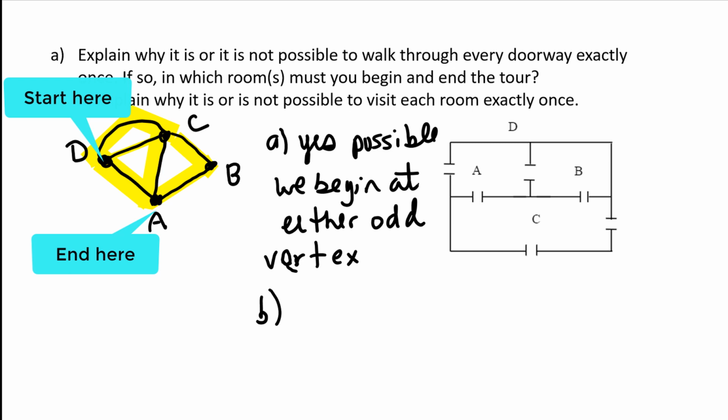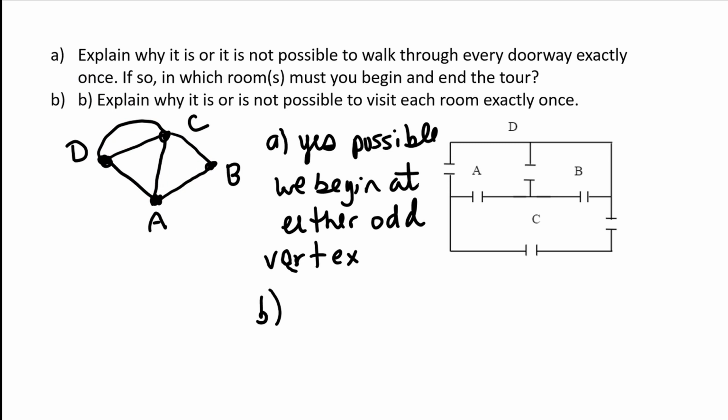Now let's go to B. Why is it possible or is not possible to visit each room exactly once? This is a Hamilton path question, and with a Hamilton path question, our concern is, can we go to room A, B, C, and D one time without having to visit any of the other rooms? You can make a path and see that that's possible. I can go from A, D, C, B, and A, B, C, D, and so that's 2 paths that work. So yep, it's possible.